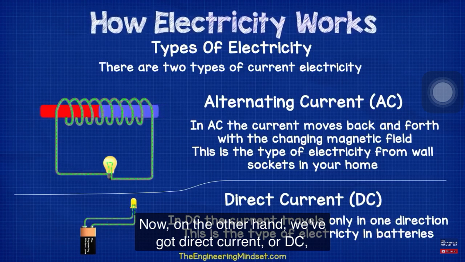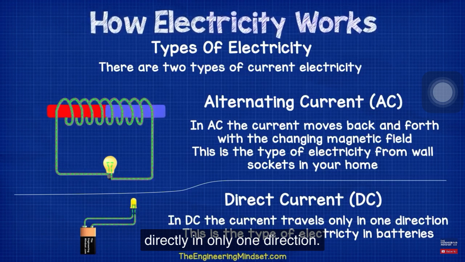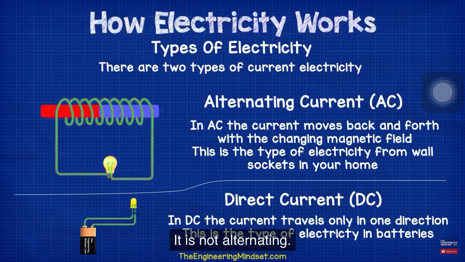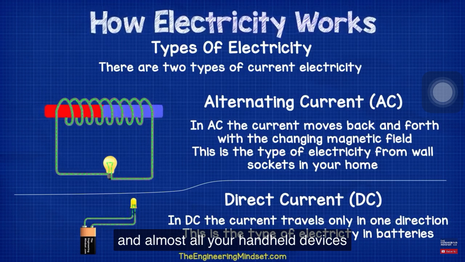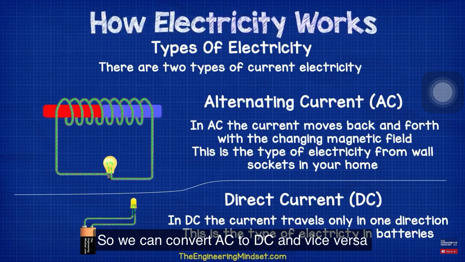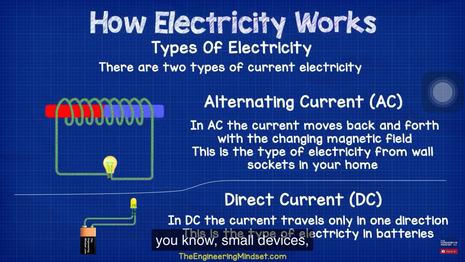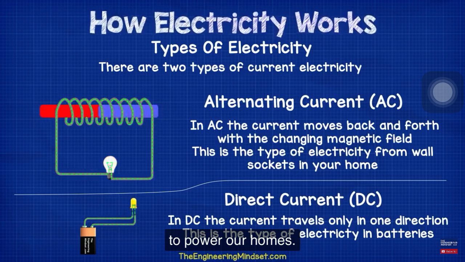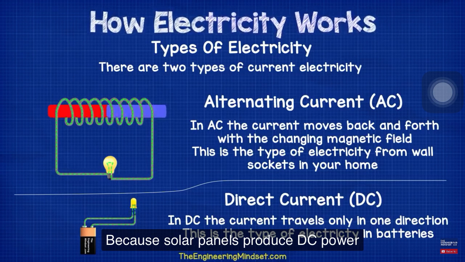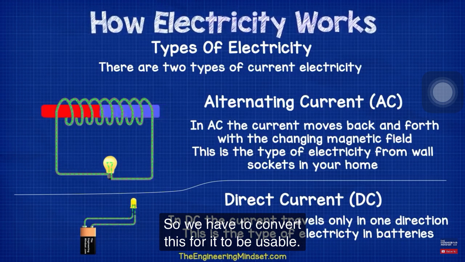On the other hand, we've got direct current or DC, and that simply means that the current flows directly in only one direction. It does not alternate. This is what's provided from batteries, and almost all your handheld devices use this as well. We can convert AC to DC and vice versa using power electronics. This is how we charge and power small devices, and it's also how solar panels can be used to power our homes, because solar panels produce DC power and our homes need AC power. So we have to convert this for it to be usable.